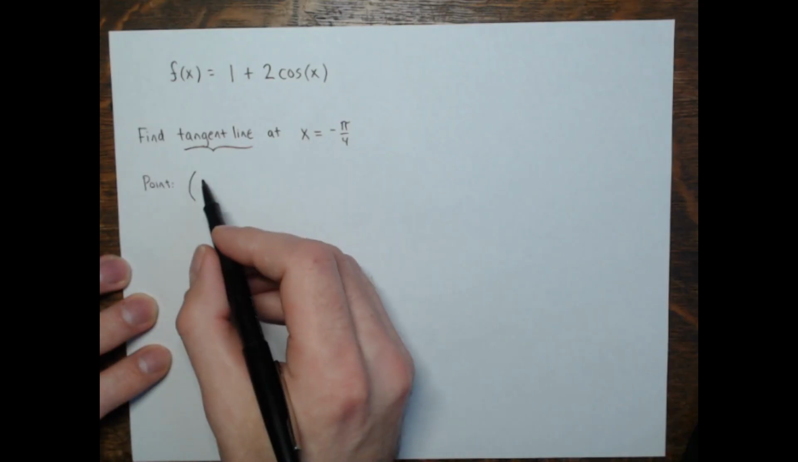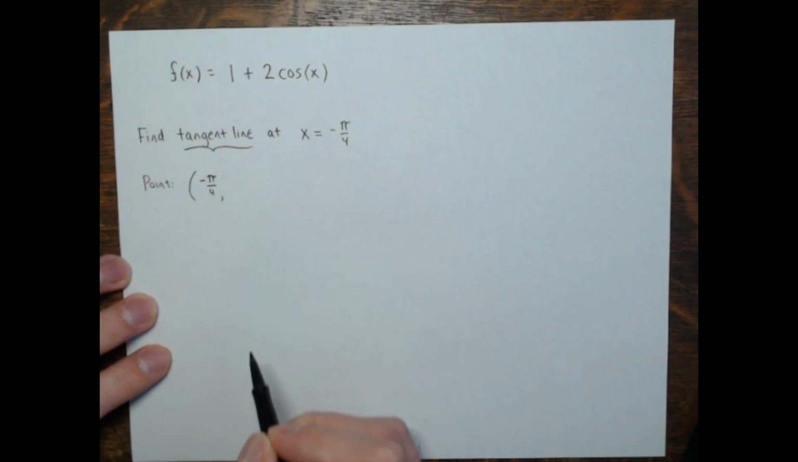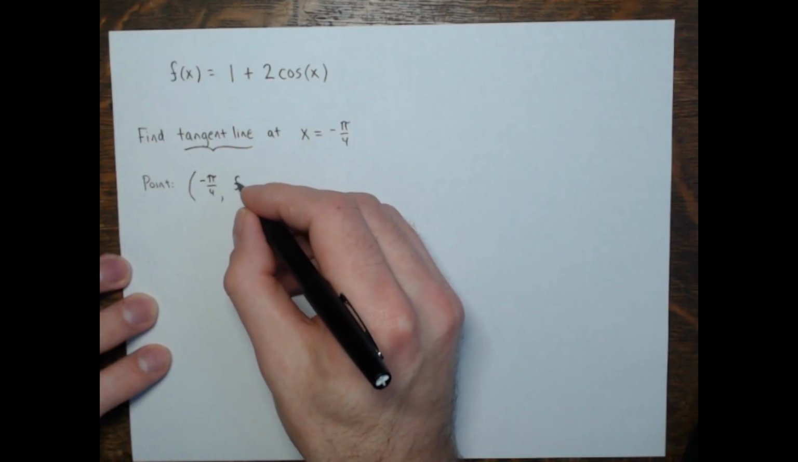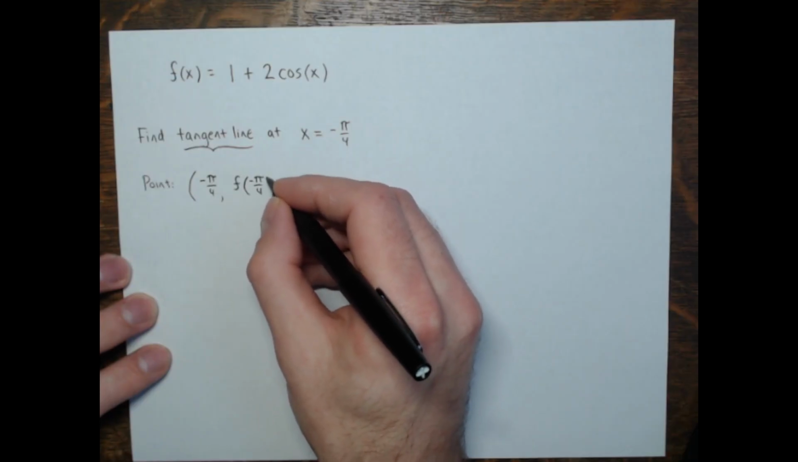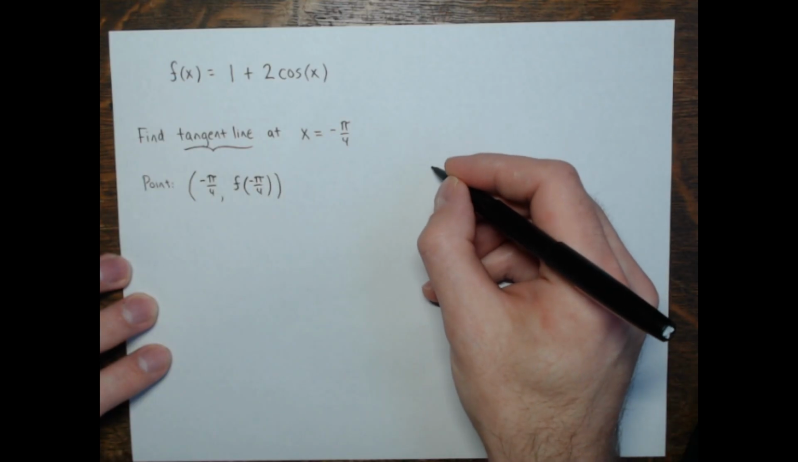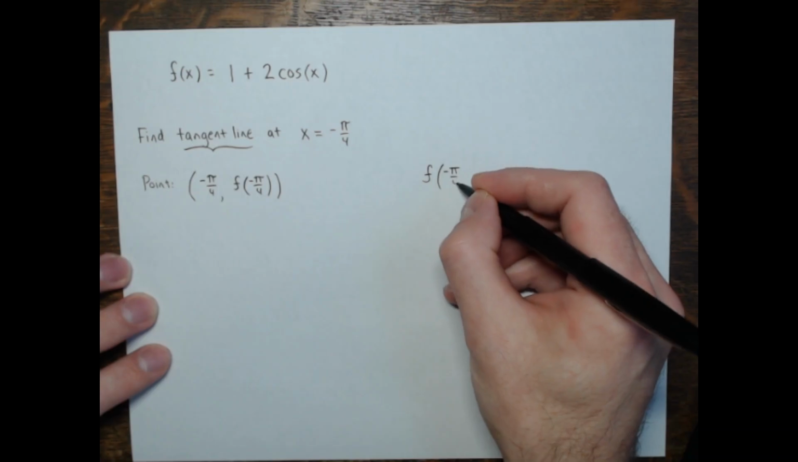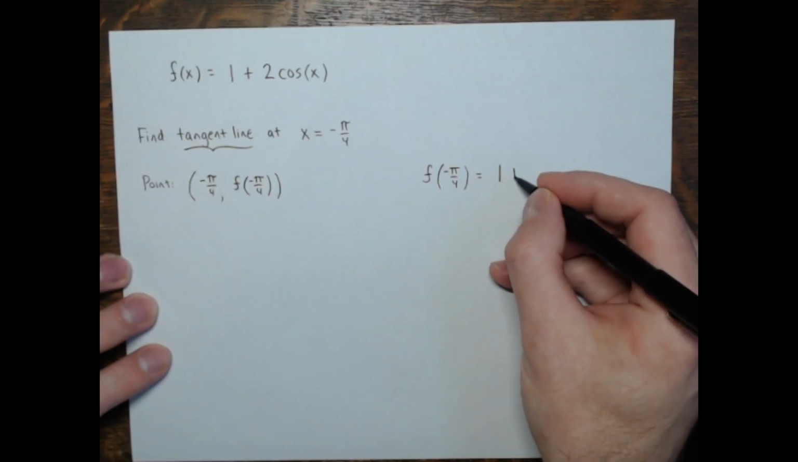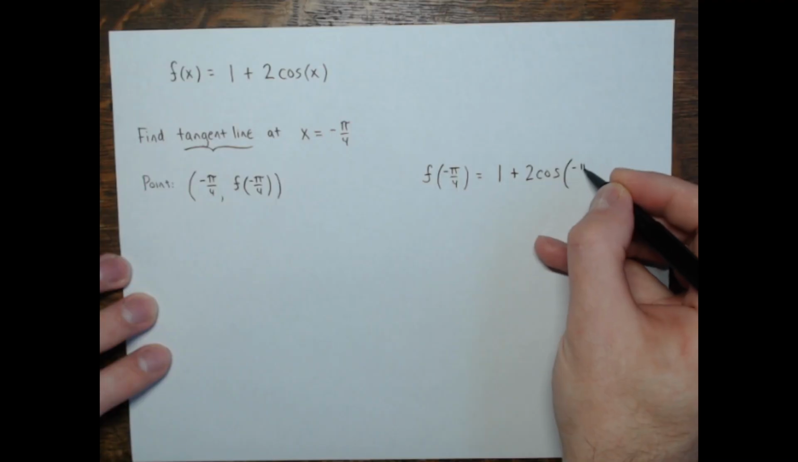So we know the x coordinate of the point, right? They gave that to us, -pi/4. Now I just need to plug it in and see where we're at on this function, right? What's the y coordinate? So what is f of -pi/4? So I'll do that off to the side here. F of -pi/4 is 1 plus 2 times the cosine of -pi/4.